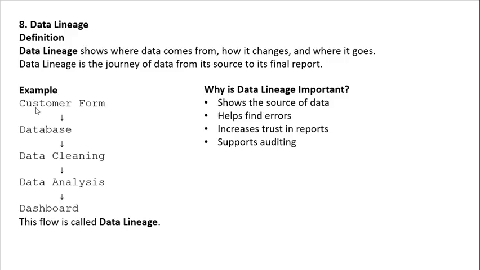In the example, a customer form is stored in the database, then the data is cleaned, after that data analysis is done, and last a dashboard is shown, and this flow is called data lineage. And why is data lineage important? It shows the source of the data, helps to find the errors, increases the trust in a report and supports auditing.